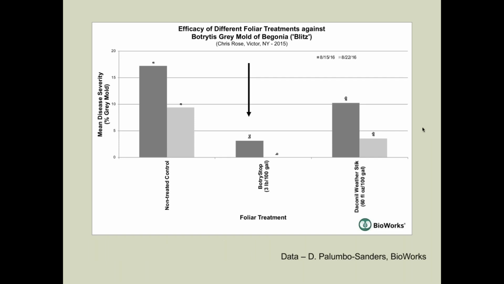Here's an example. This one is Botrytis. So this is a biological and actually gives as good a control as Daconil. Both of these are actually much better control than Daconil. So it does work. So biologicals do give you an option.